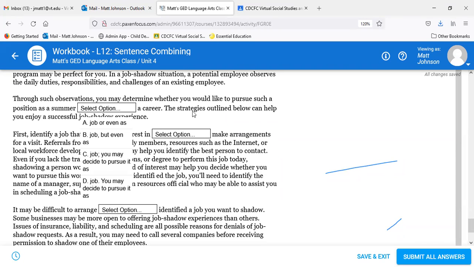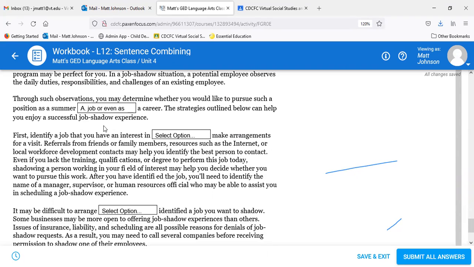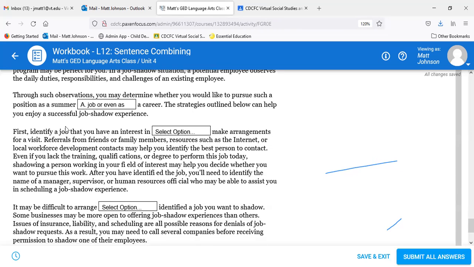Grace, try that one. A. Yeah. So "position as a summer job or even as a career." So just an either-or statement there. Do you want to just pursue it in the short term or in the long term? That's kind of what it's making there. "The strategies outlined below can help you enjoy a successful job shadow experience. First, identify a job that you have an interest in shadowing." Tracy.